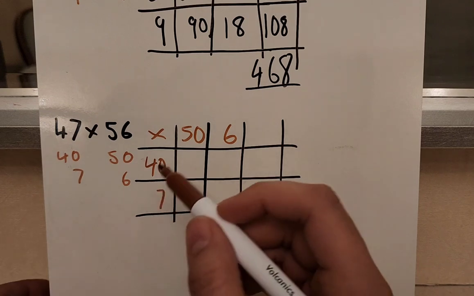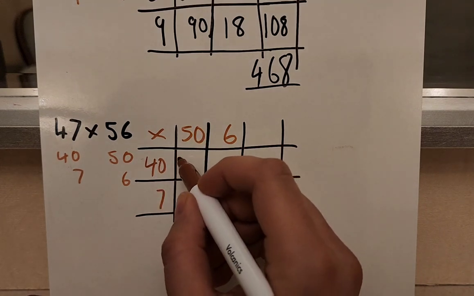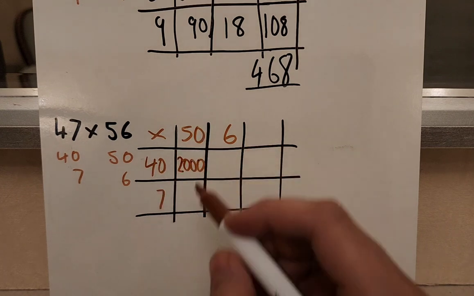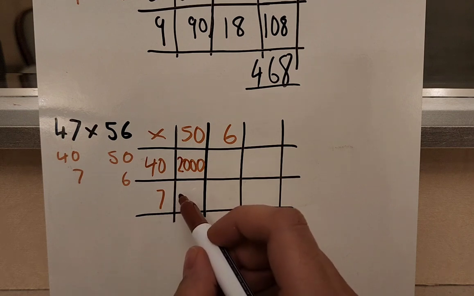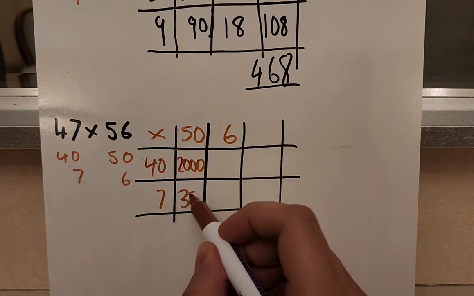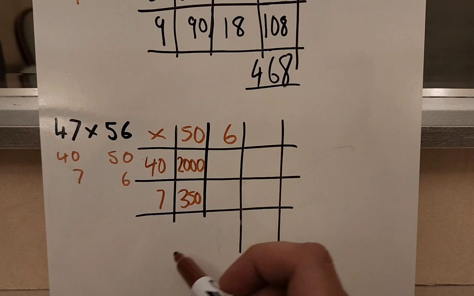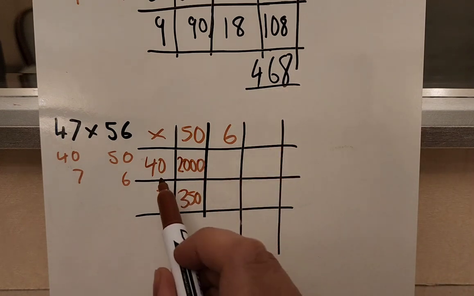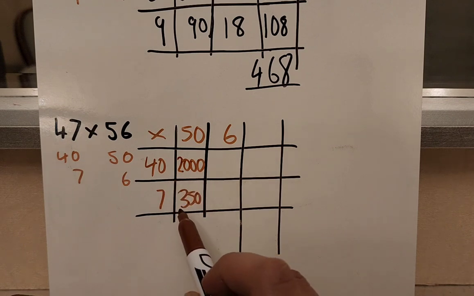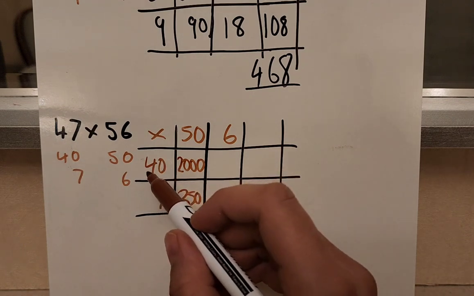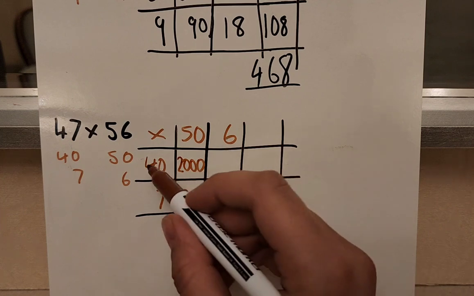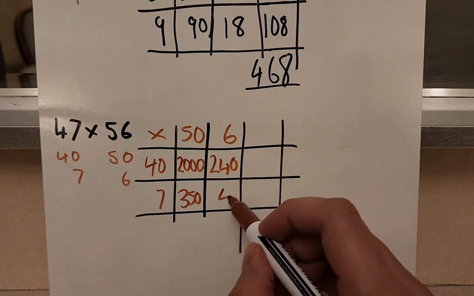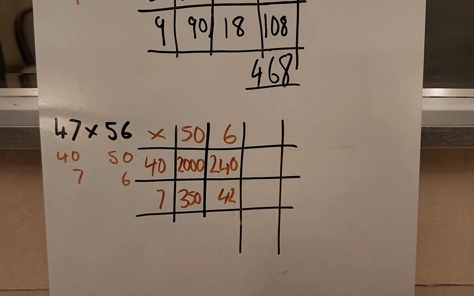4 times 5 is 20, and we've got these two zeros to put on the end. 50 times 7 is going to be 350. See, if I make the column smaller, it's hard to keep the numbers in each column, right? Because naturally, I'm going to cram up this number and I'm going to write this number freely. 4 times 6 is 24, 0 on the end is 240.